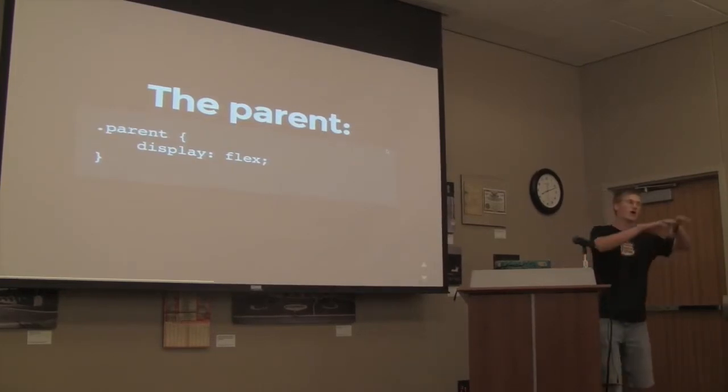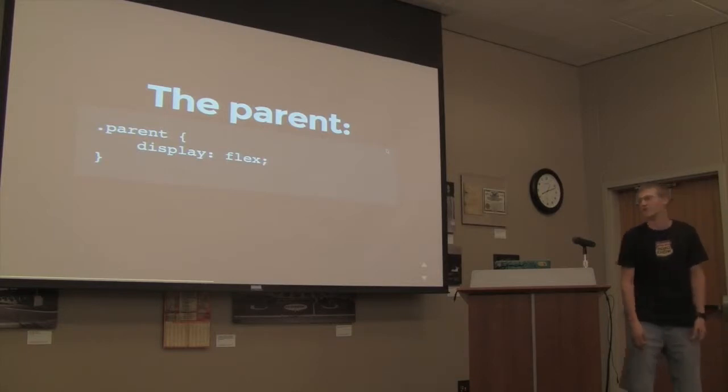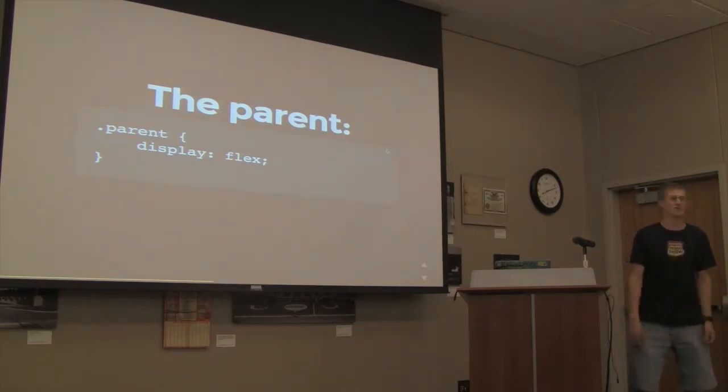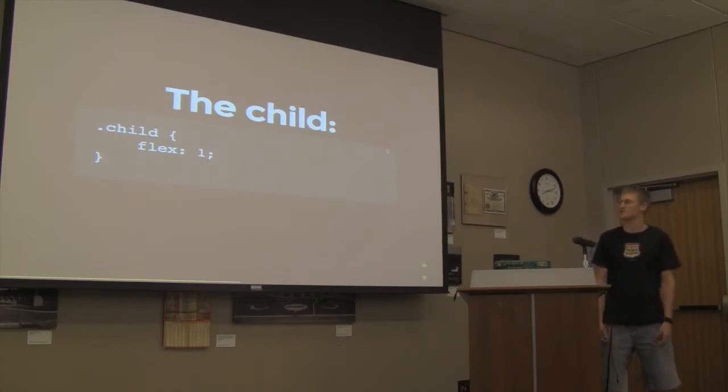You have a box, which is your parent. You've got other boxes inside of there. The box can be anything. It can be a div or a paragraph or whatever. And you simply tell the parent, I want you to display flex. And you tell the child, you can flex a certain amount. I'm telling it can flex 1.